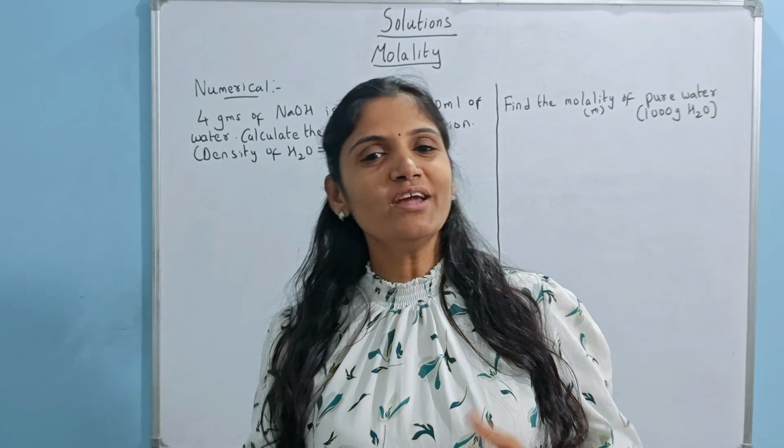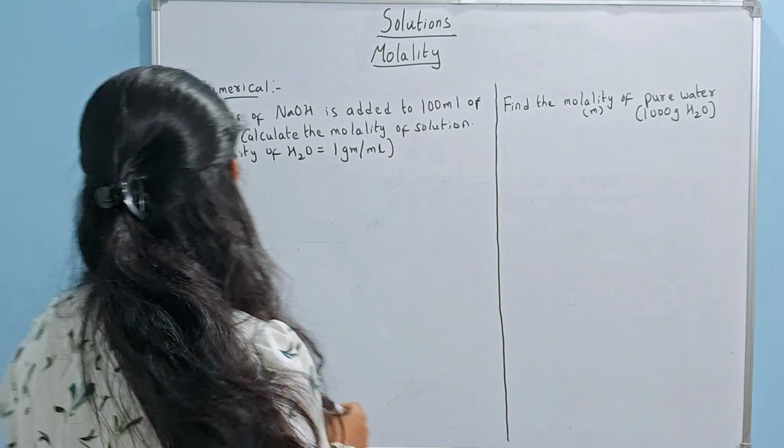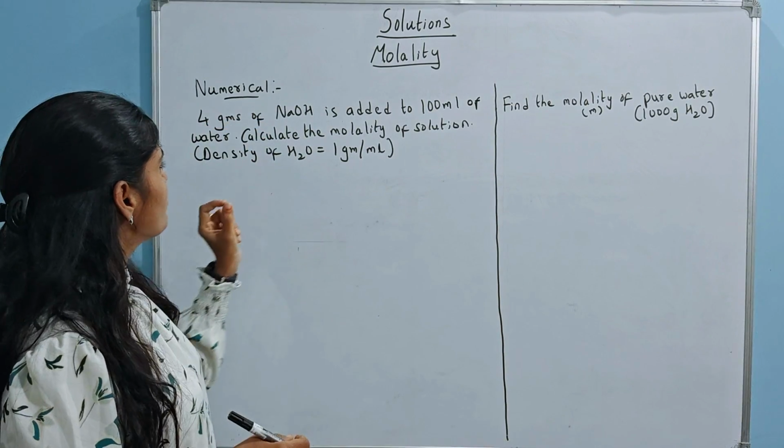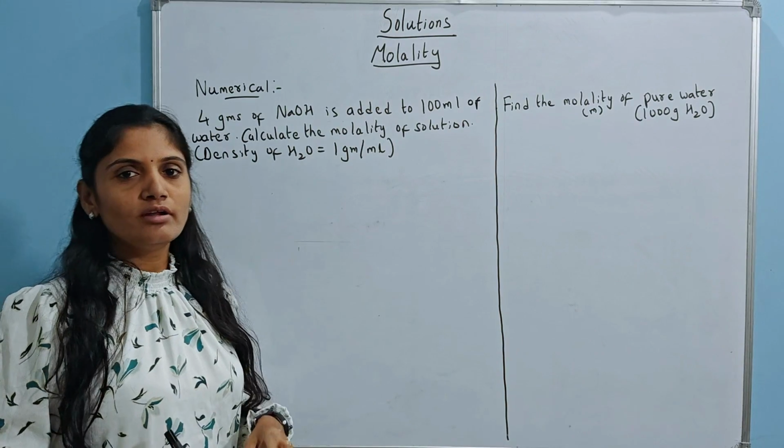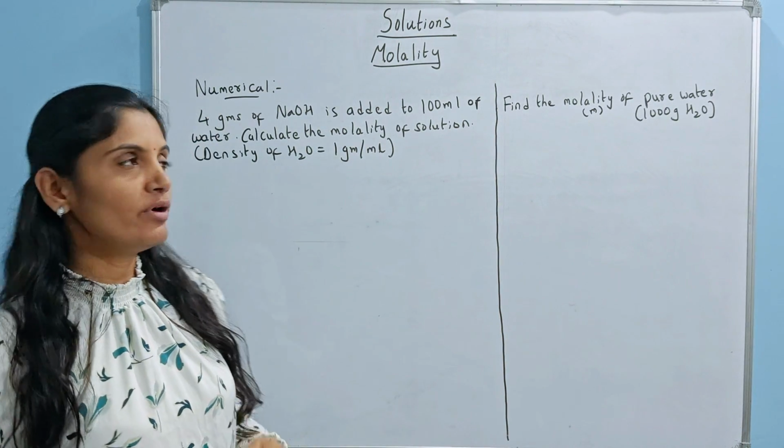Let's start solving numericals. 4 grams of NaOH is added to 100 ml of water. Calculate the molarity of the solution. Density of water is equal to 1 gram per ml.